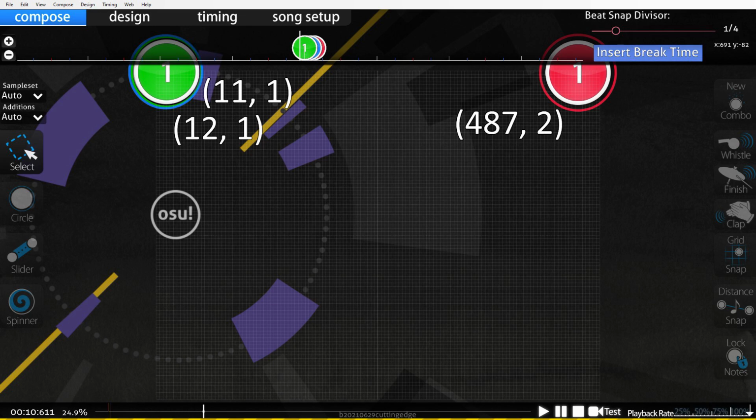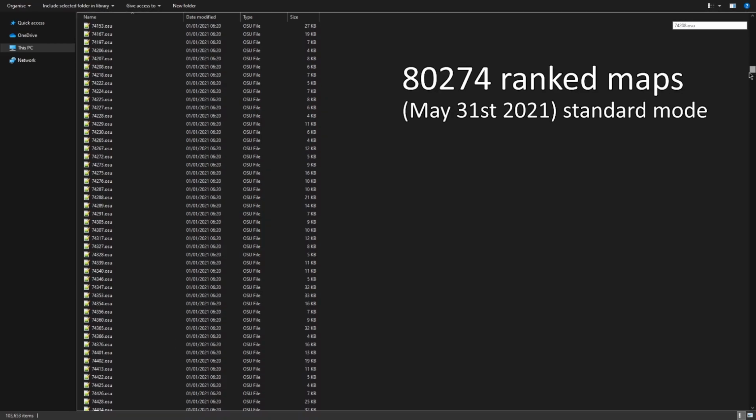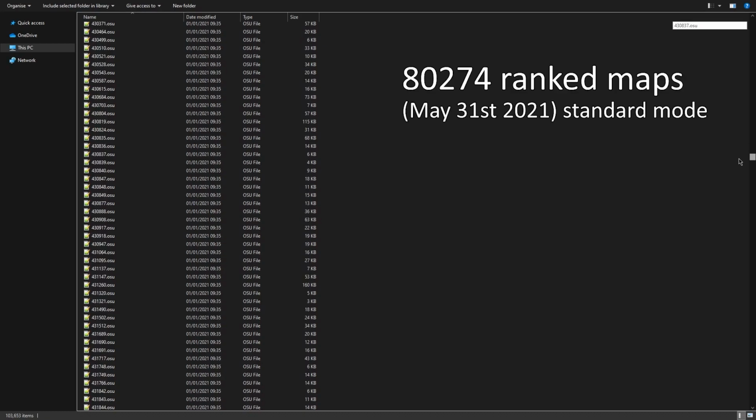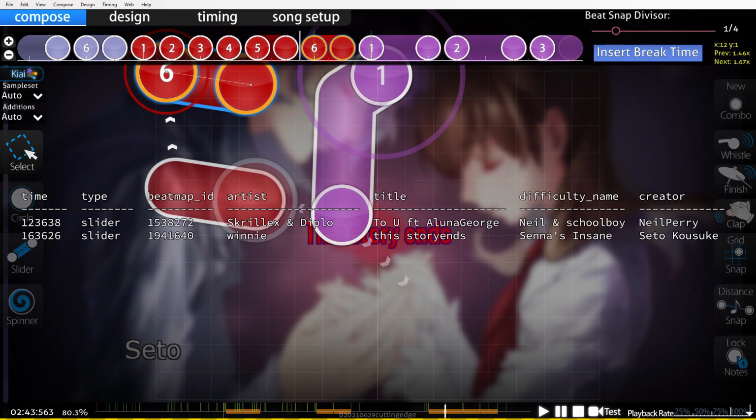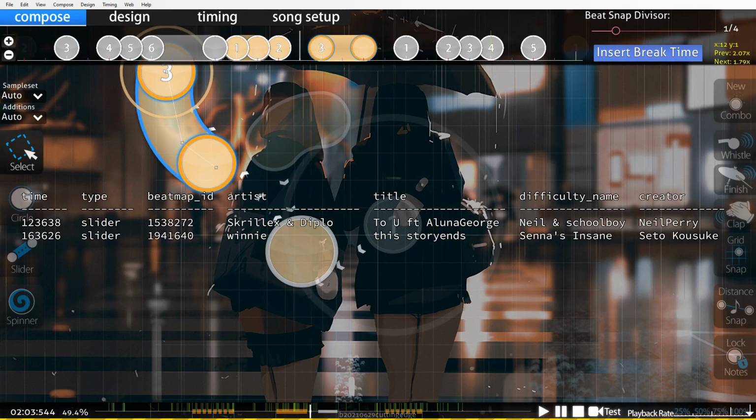You may have noticed that these are right by the corners. Again, pretty expected. But consider this. We had 80,274 ranked maps before June 2021, and out of all of them, only 2 people have ever thought to place an object at the coordinates 12, 1, and then try to rank it.